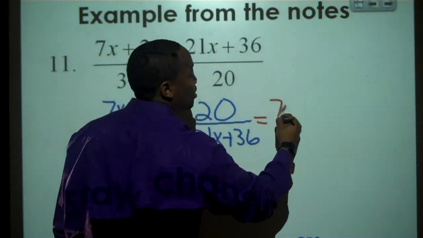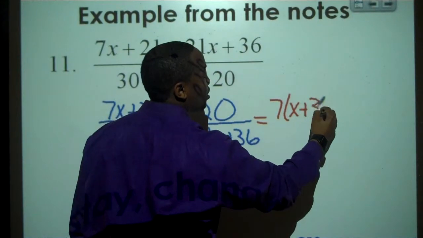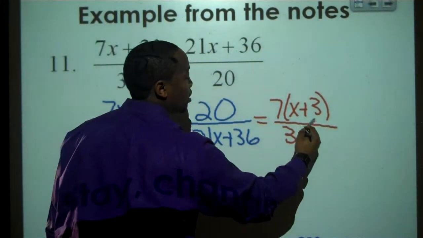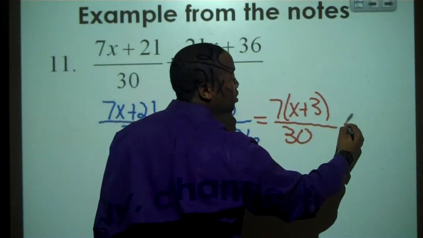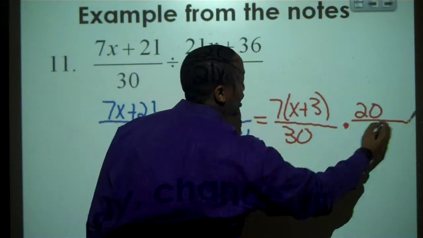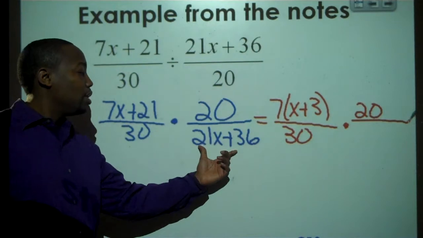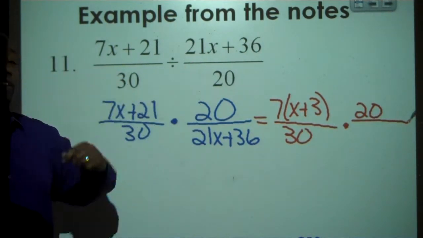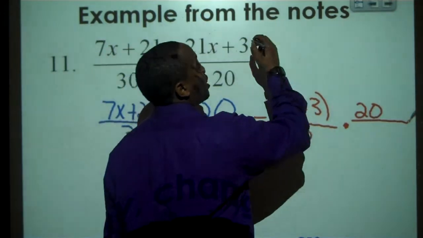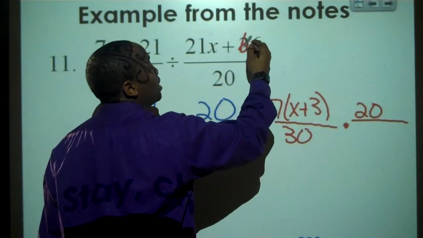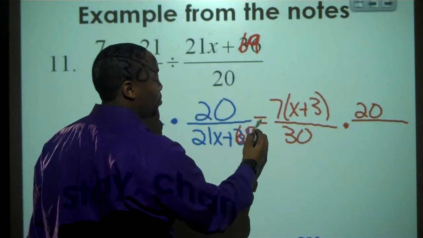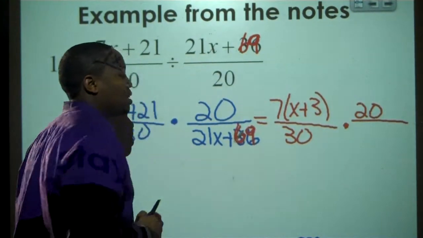7. 7 times x plus 3. Now I'm going to leave the 30 alone and leave the 20 alone. And what about the bottom on the other one? What can I pull out of this? Any ideas? Actually, you know what? This is a typo. Let me correct this real quick. This should be a 69. I forgot to update that on my PowerPoint. So it should be 69.